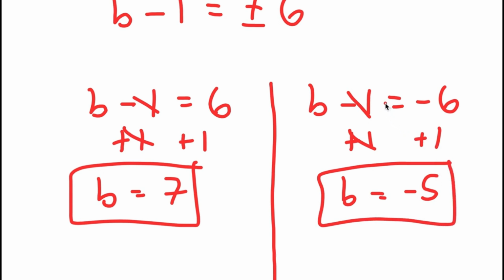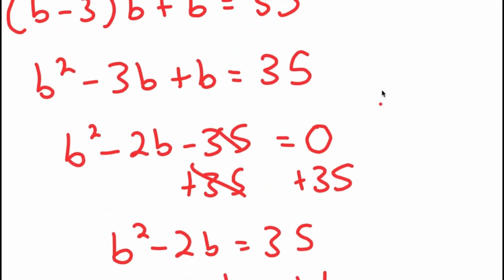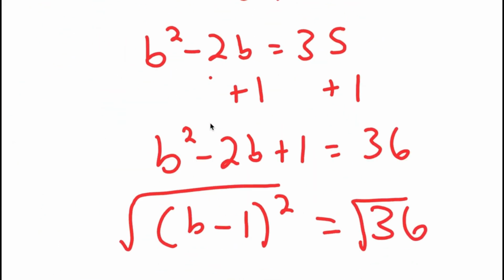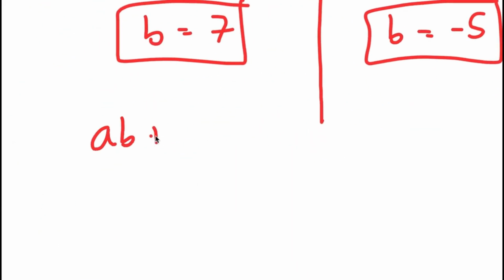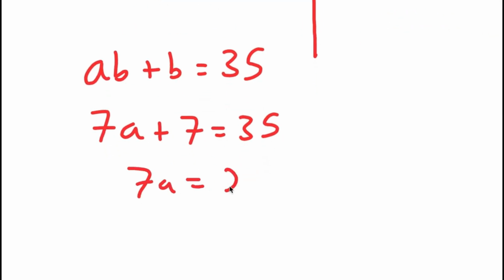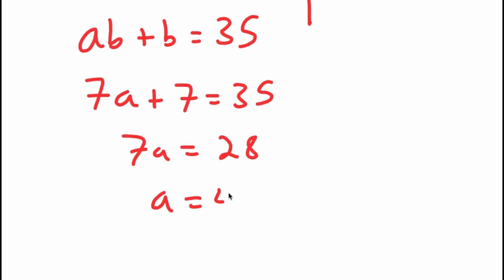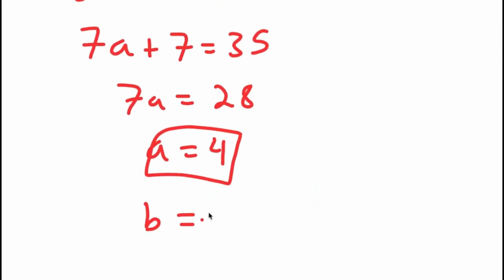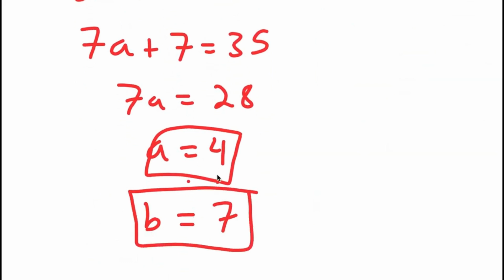So now from here, I have to plug this back into this equation right here, AB plus B equals 35. So if B equals 7, I get 7A plus 7 is equal to 35, meaning 7A is equal to 28, and A equals 4. So if A equals 4, then B equals 7. This is one solution to my system of equations.